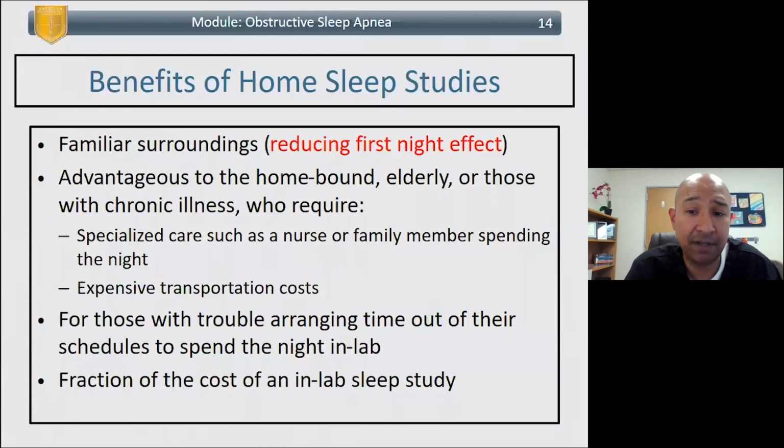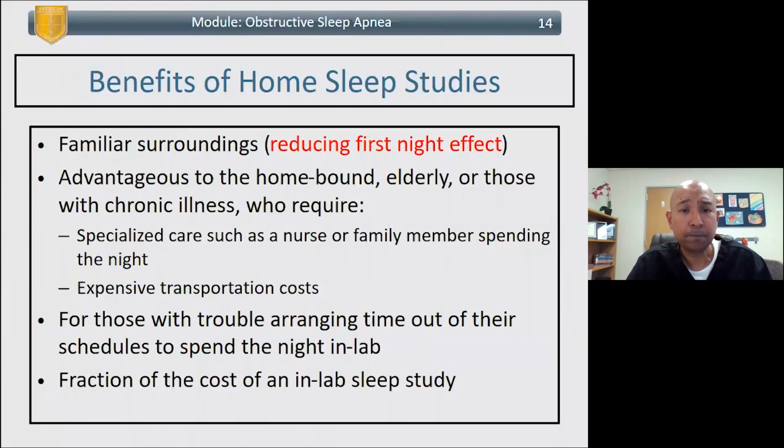So home sleep studies, everyone, are just taking off, especially as we are just finishing our pandemic. I think we're in the endemic now, but of course there are many benefits of doing a home sleep study. Less first night effect, just be nice to the patients who are homebound, who are older, who have chronic illness.